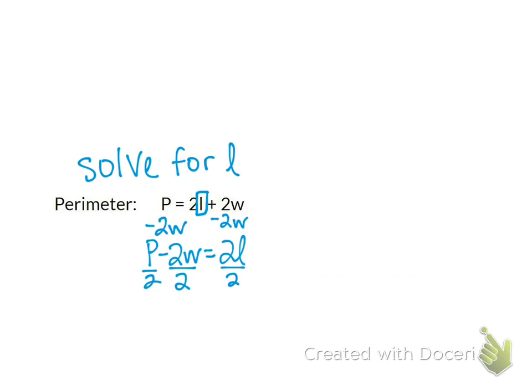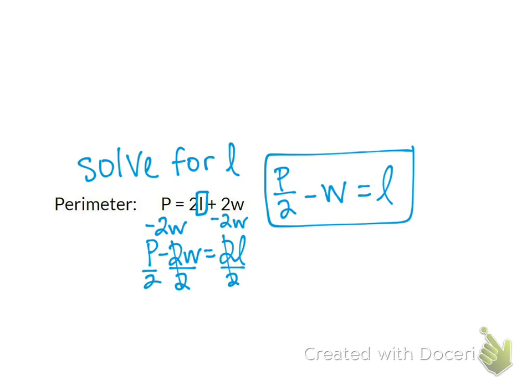So when I do that, the P over 2 will not simplify, but 2W over 2 is just a W. Those 2's cancel each other out. And again, by the L or the length, the 2's cancel out. So then we have length alone. If they're telling you to solve for a variable, it doesn't really matter to me if you get it alone on the left or the right. It just has to be alone.